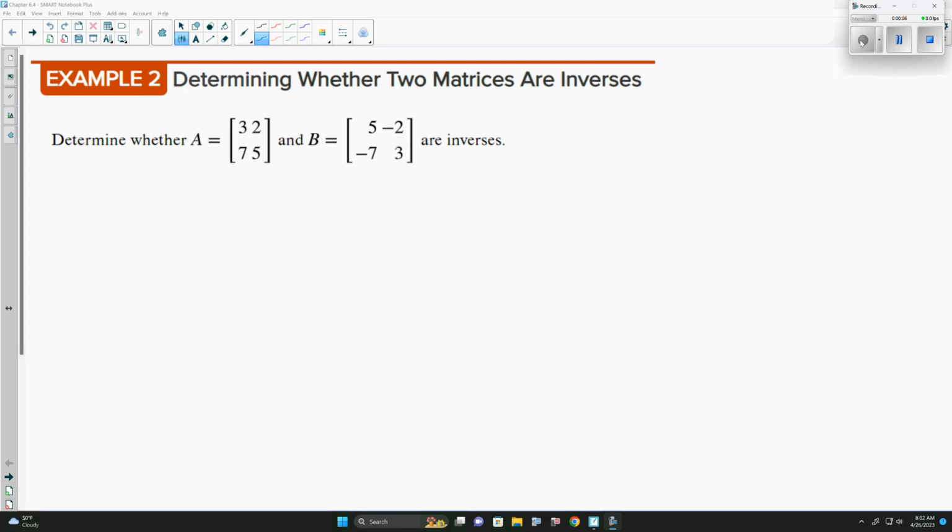All right, guys, so what we're doing today is inverses.